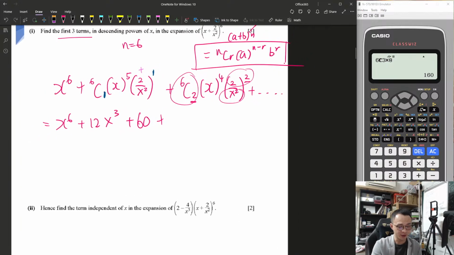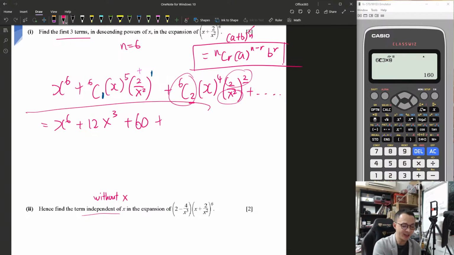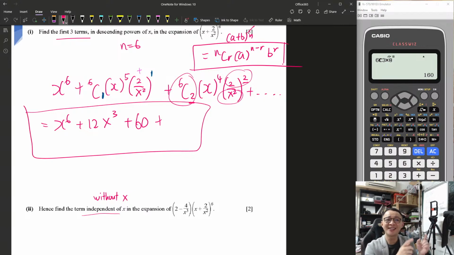Okay, then we go to part 2. They asked me to find the term independent of x. So you need to understand what independent of x basically means. It means no x, or without x. If you do not understand the meaning of without x, you see here, the first term is x power of 6, the second term is x power of 3. Then you see the third term is independent of x. This one is the constant only, right, without any x. So in this topic, we call the constant independent of x.